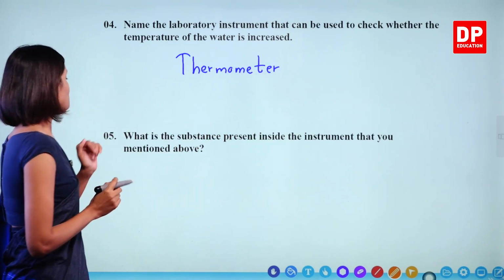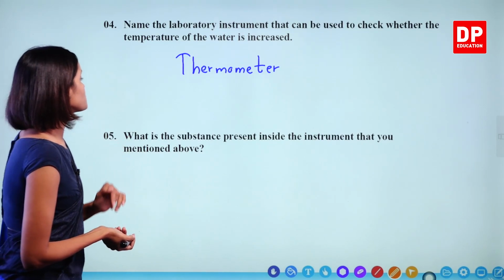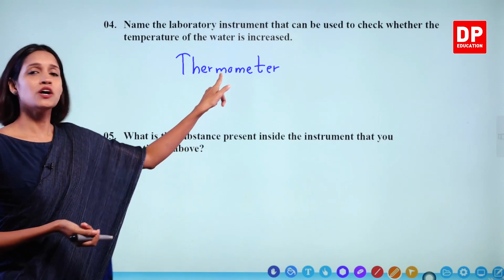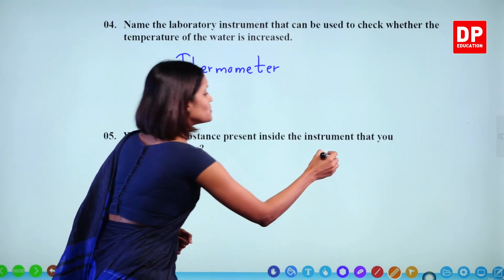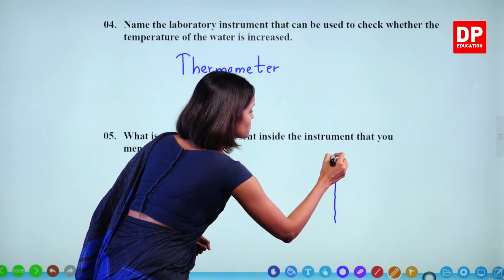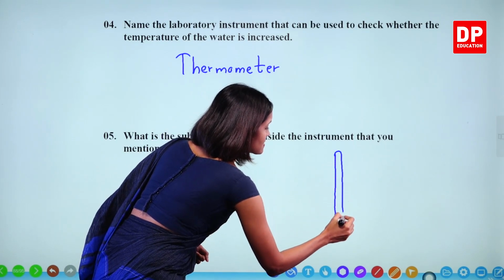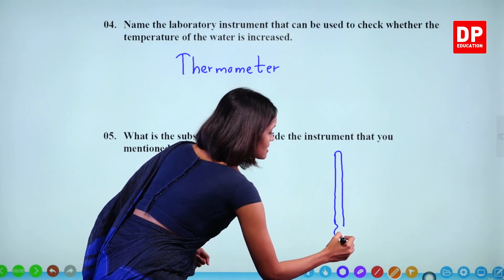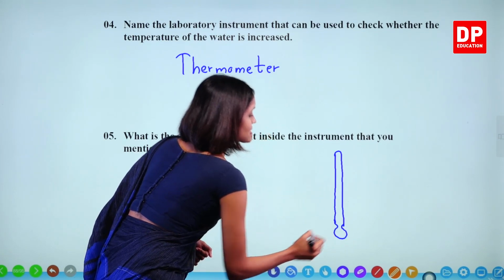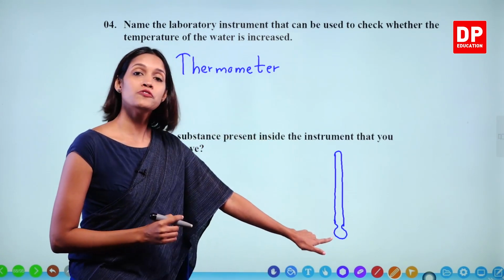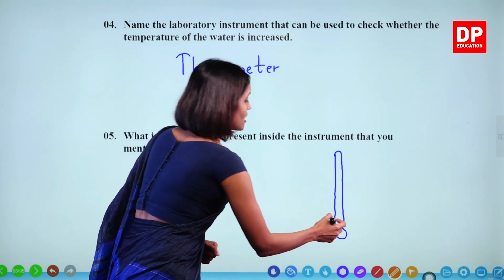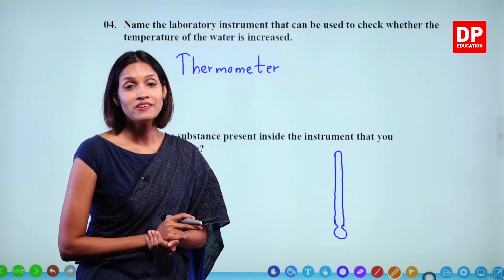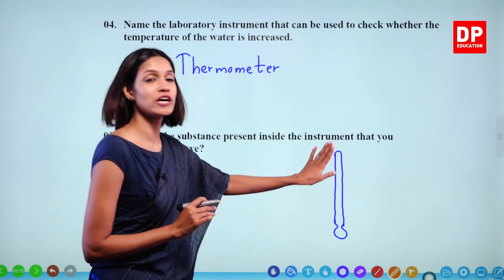Right. Number 5. What is the substance present inside the instrument that you mentioned above? Now when it comes to thermometer, do you remember how it looks like? It is made out of glass and it has a bulb like this. In order to fill this bulb, we can use mercury and also colored alcohol. Right? We can use mercury or alcohol.